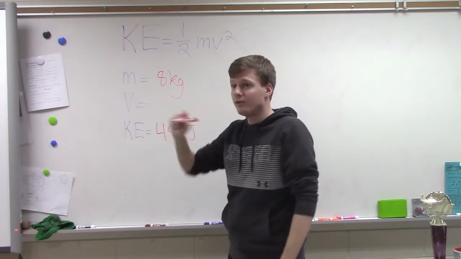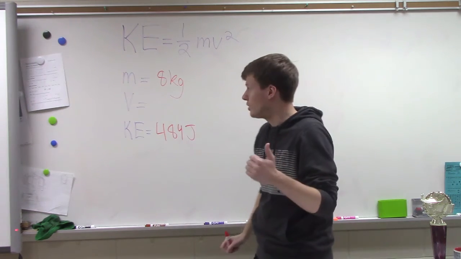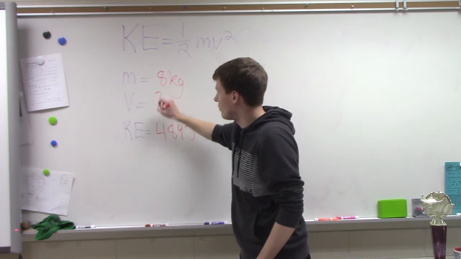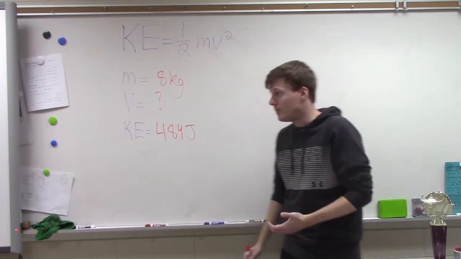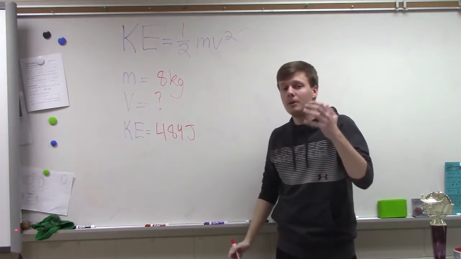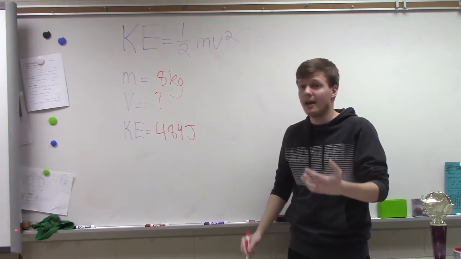So let's define our variables here real quick. We just said this was 484 for our kinetic energy, and we had a mass of 8 kilograms. We are going to be looking for the speed or the velocity of this shot put, so I'm just going to write a question mark right there because we don't really know what that's going to be yet. But we'll figure it out here. So the next step, once we've defined our variables, is plug back into the equation. What do you have already?